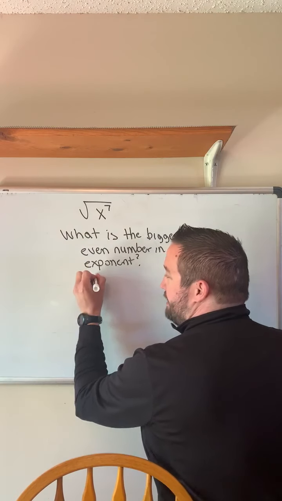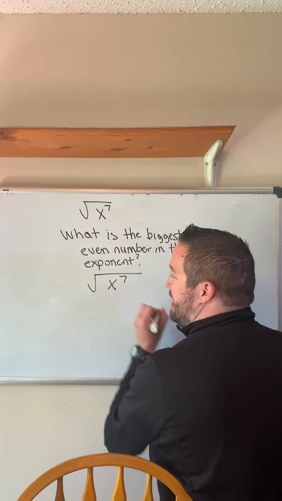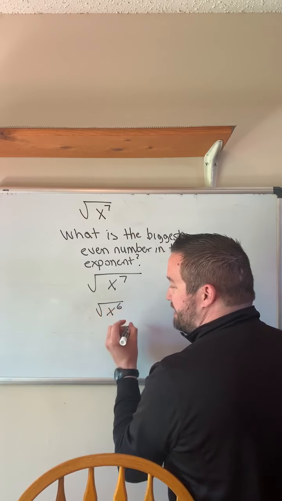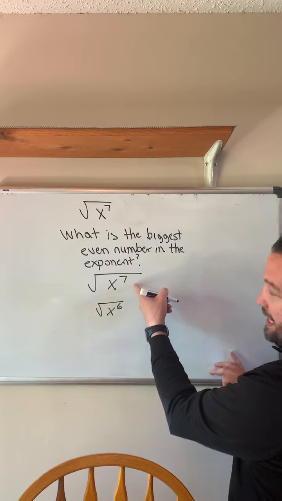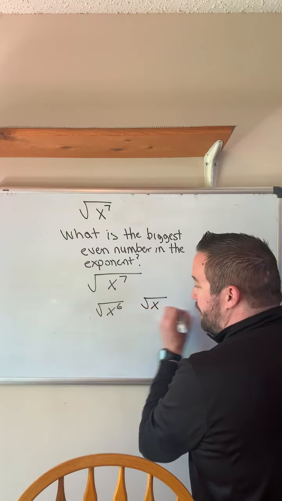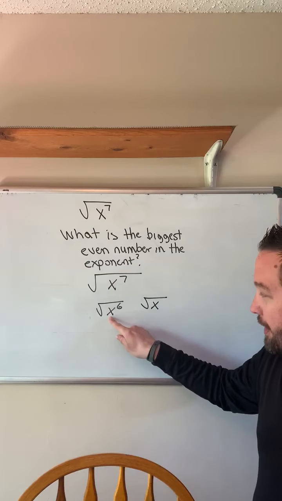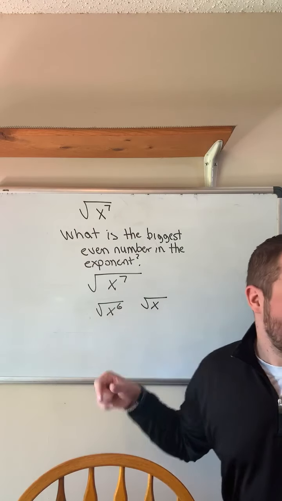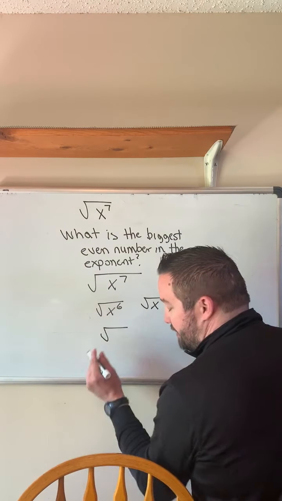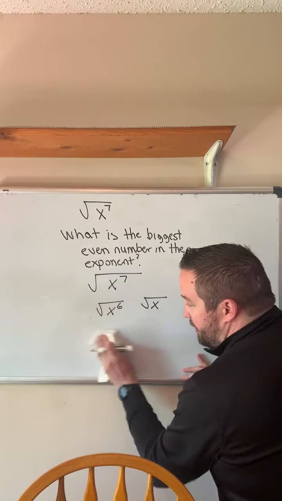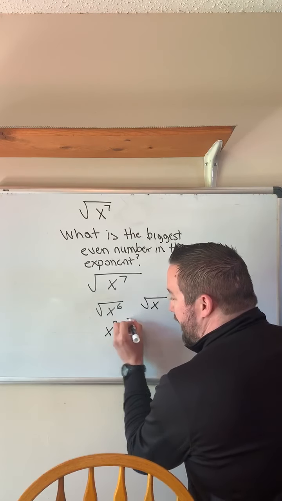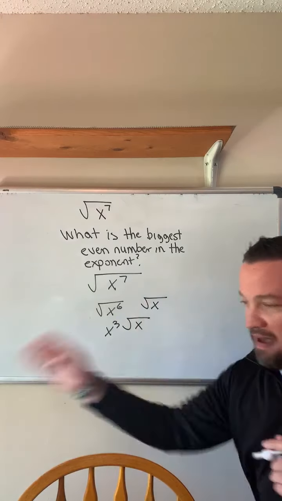So I can take the square root of x to the seventh and break it down to be the square root of x to the sixth. And then if I've used up 6 of those 7 x's, I still have 1 left. Well, look at this, I've got an even number. So what's half of 6? 3. So my answer is going to be x cubed, and I bring down square root x, and I'm done.